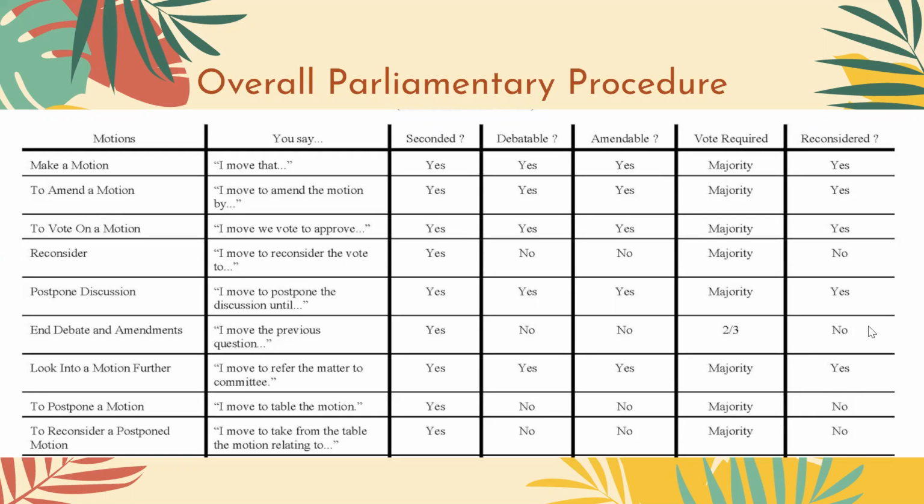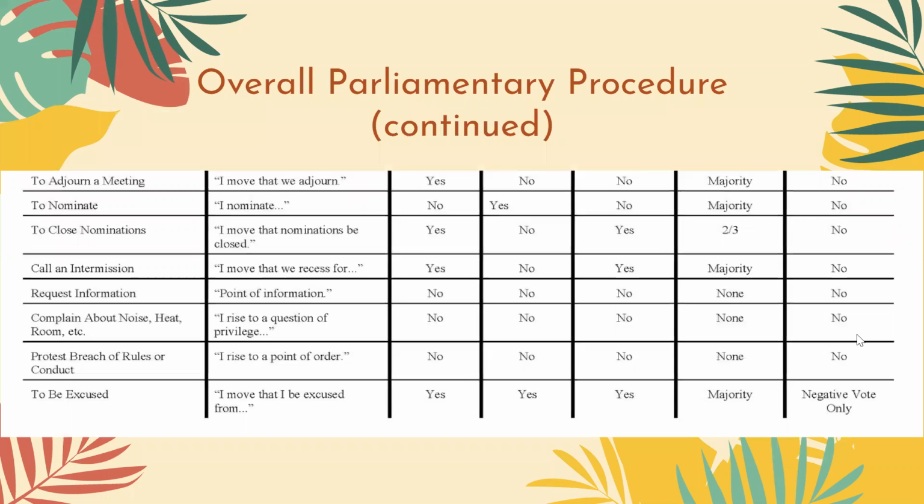So that's the first one. As you'll see, you've got your main motion to amend, to vote, to reconsider, postpone, in debate, look into motion further, et cetera, et cetera. This is that second slide, continuing to adjourn a meeting, to nominate, to close nominations, intermission, request information. That's also called point of information. Complain about noise, heat, room. Now that says I rise to a question of privilege. You can just say point of personal privilege. Protest a breach of rules or conduct. That's a point of order. And to be excused. I move that I be excused from, et cetera, et cetera.